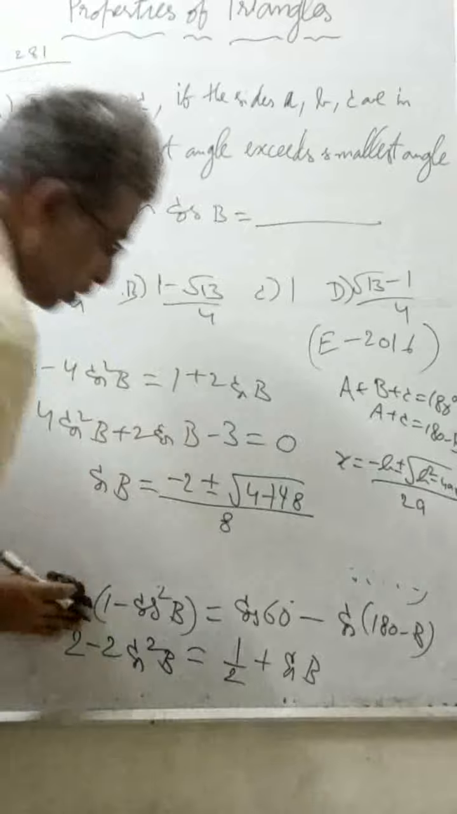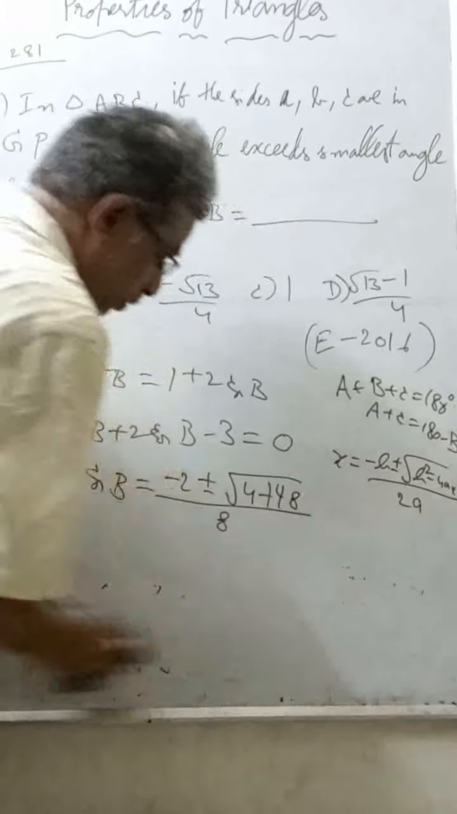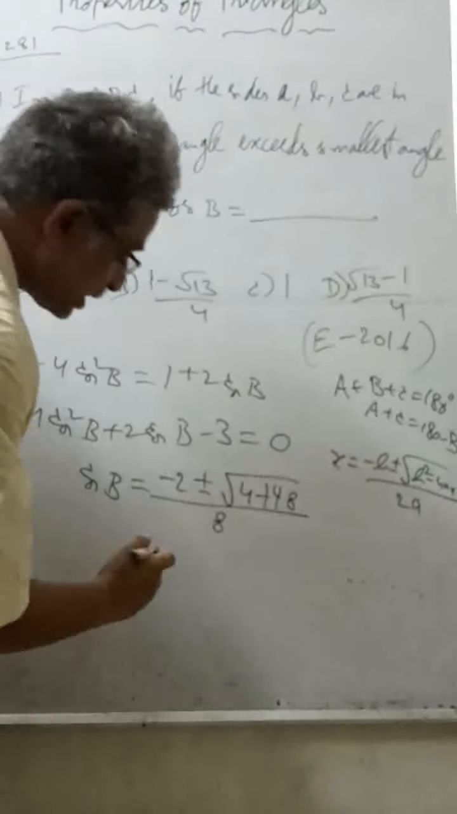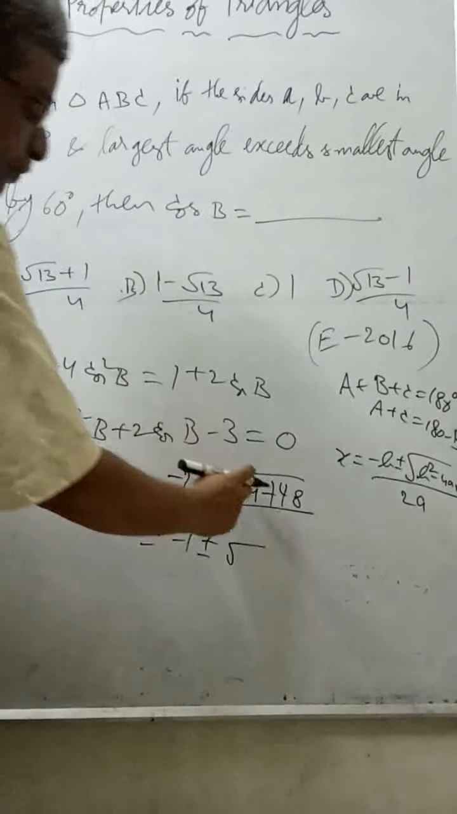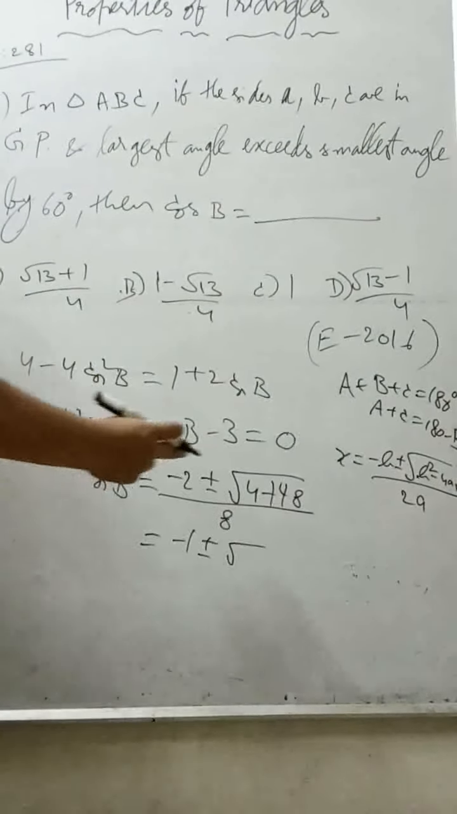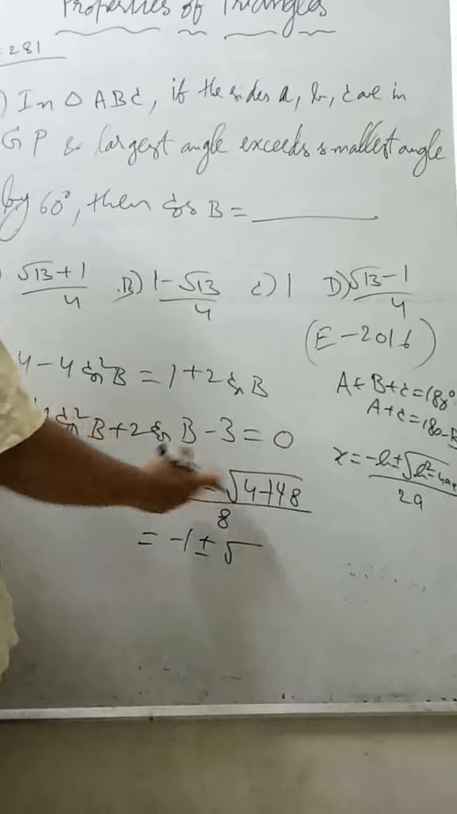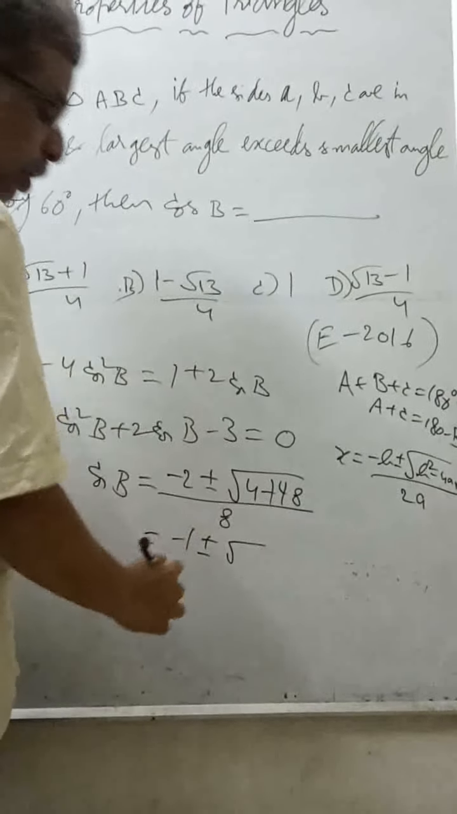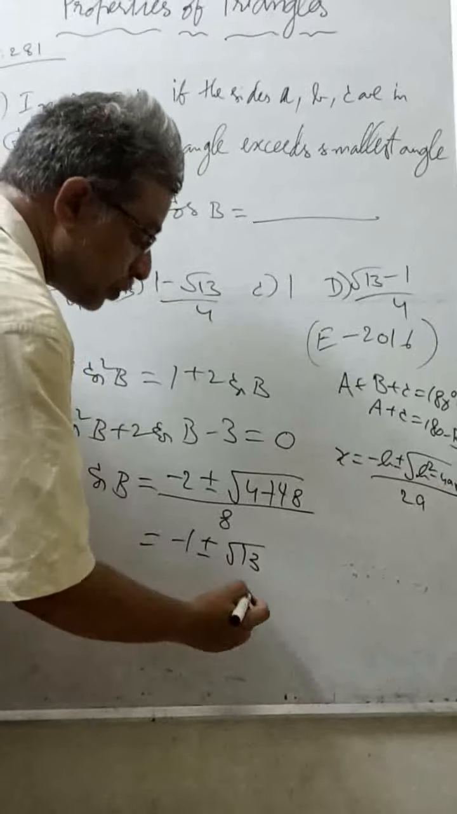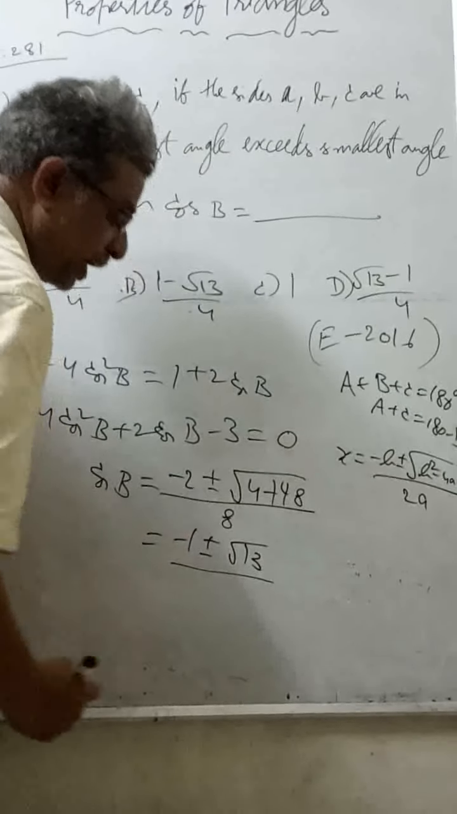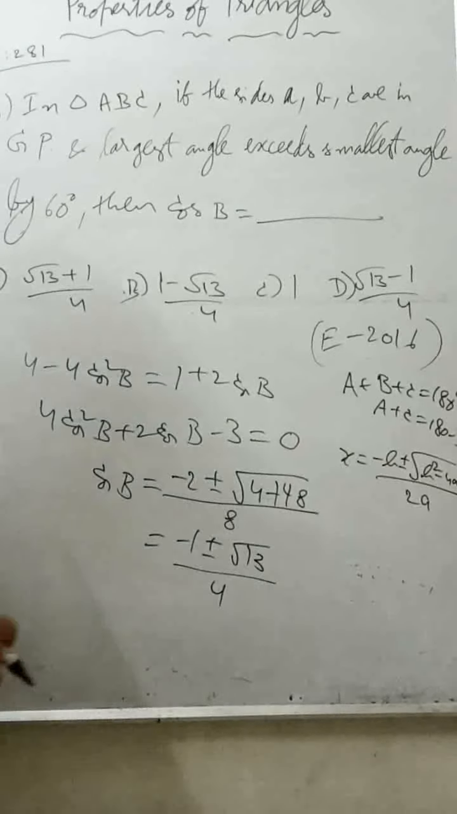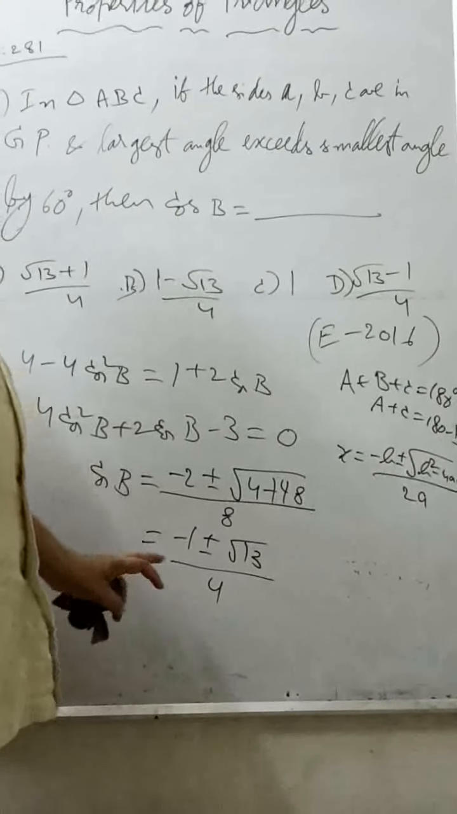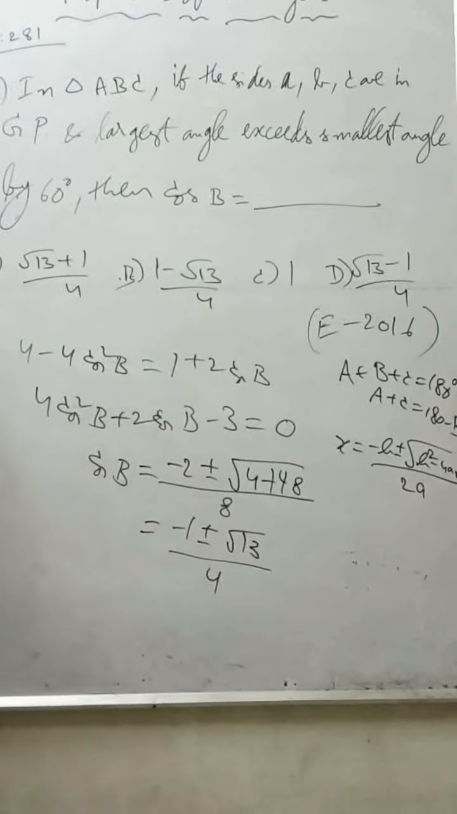So if I take 2 common in the numerator and cancel, this becomes minus 1 plus or minus root 52. I am taking 4 out of the root, it becomes 2. I am taking 2 common, so here 4 will go off, so root 13. 13 fours are 52, by 2, 4 times gets cancelled. So the final answer is minus 1 minus root 13 by 4 or minus 1 plus root 13 by 4.